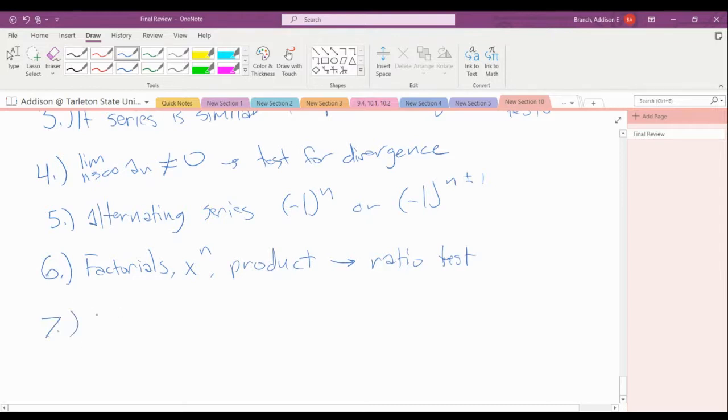And then if you have some sort of sequence that is essentially raised to the power n, that's an obvious sign for the root test.